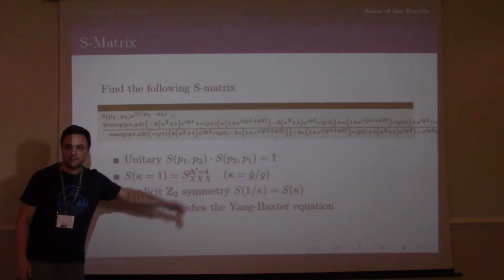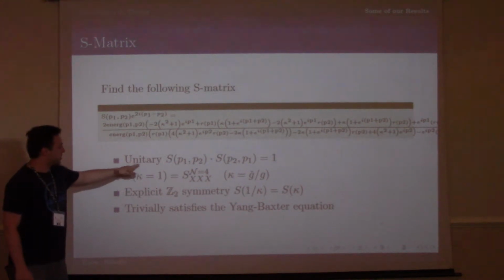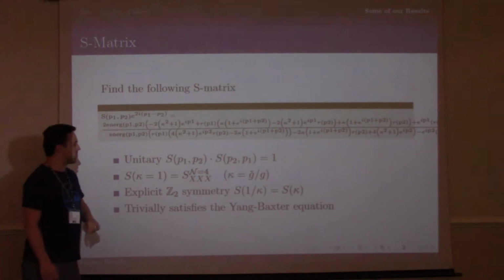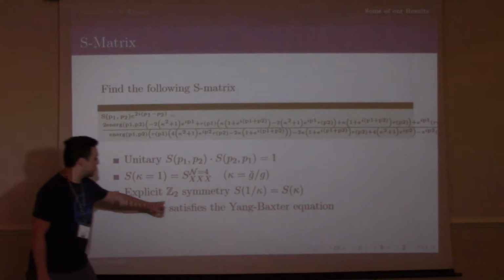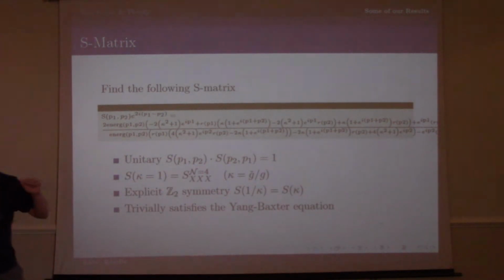It runs off the page. I couldn't fit it onto the slide. It's got some nice properties as well. It's got the unitary property. At the orbifold, it reduces to N equals 4, the triple-X S matrix. We get this bonus E2 symmetry. And trivially, it satisfies the Yang-Baxter equation because it's a 1-by-1 matrix.